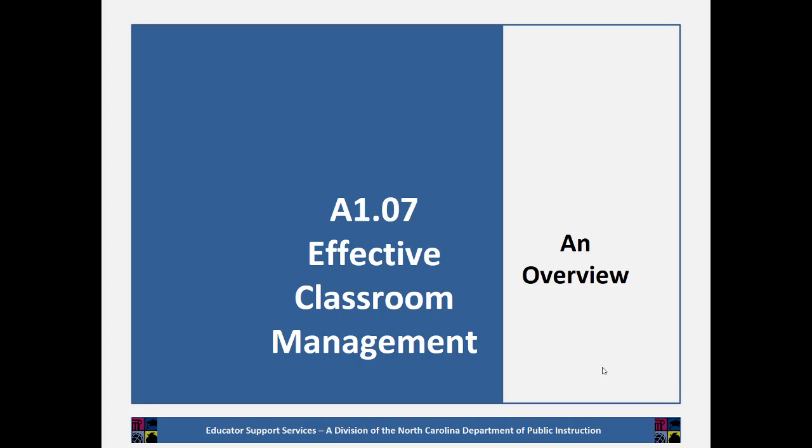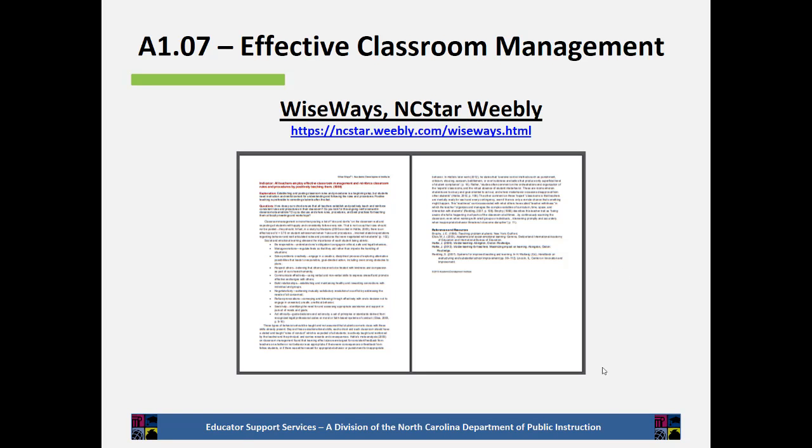So what we're going to do is spend a little bit of time talking about A107. Within the NC STAR Weebly, we have a document called the Wise Ways. Every single indicator in NC STAR has a Wise Ways that's associated with it. The Wise Ways are a series of documents that explain the research behind the indicator. They provide some guiding questions, and they also share some strategies and tips for implementation. So this is a really valuable tool that you can use to help you as you're trying to better understand an indicator and also as you're looking for ways to support full implementation of that indicator as well.